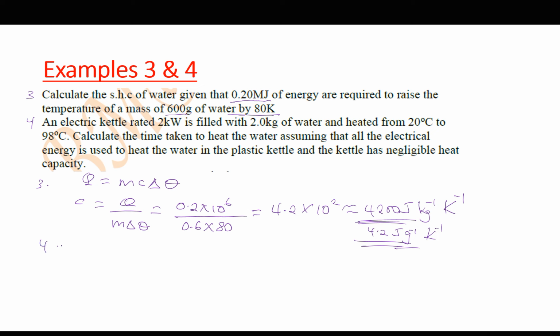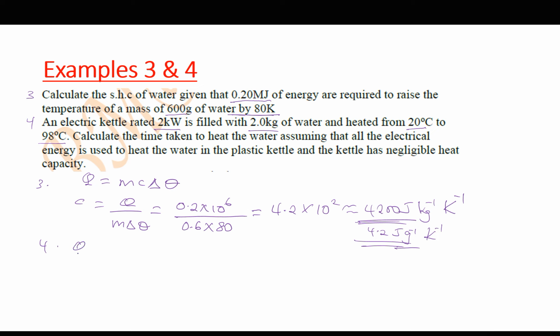an electric kettle rated 2 kilowatts is filled with 2.0 kilograms of water and heated from 20 degrees Celsius to 90 degrees Celsius. Calculate the time taken to heat the water, assuming that all the electrical energy is used to heat the water in the plastic kettle, and the kettle has negligible heat capacity.